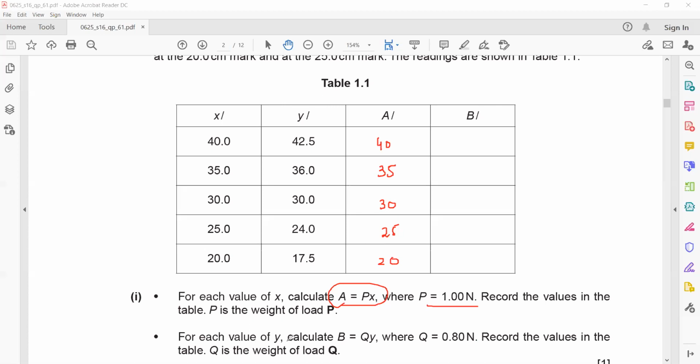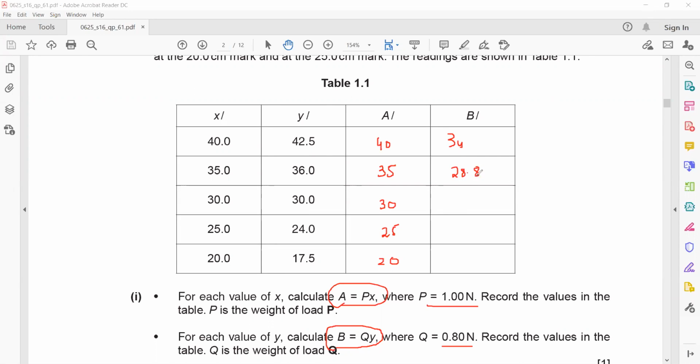Then for each value of Y, calculate B, which is equal to Q into Y, and the value of Q is 0.8. So 0.8 into 42.5. That is 34. So we'll write 34. Then 36 multiplied by 0.8. What's the answer? 28.8.